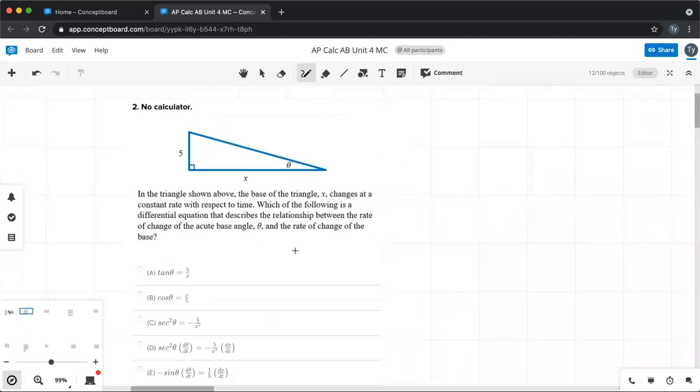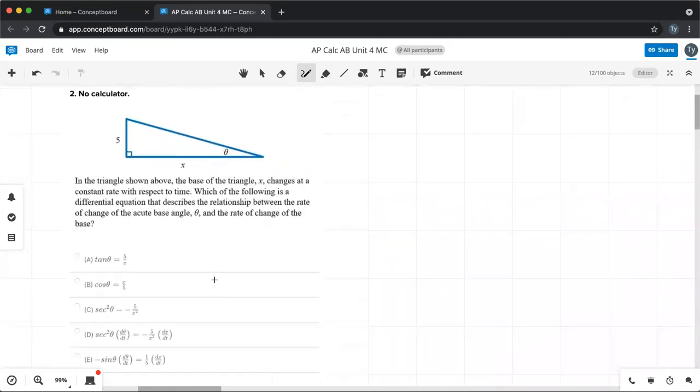So in this triangle, the base of the triangle is x, and it changes at a constant rate with respect to time. We want to find the differential equation that describes the relationship between the rate of change of the acute angle here, theta, and the rate of change of the base, which is x. So we need a differential equation that relates these two. First, let's just find an equation that relates the two variables. Forget about the rates for a second. Is there an equation that relates these two variables?